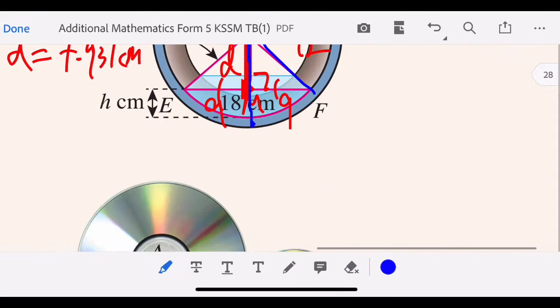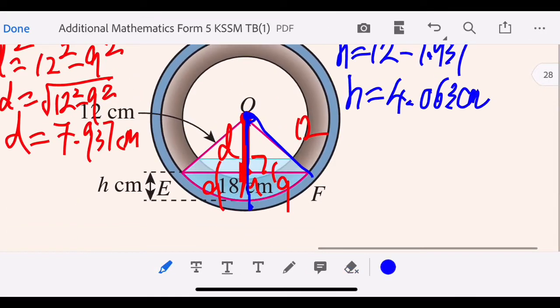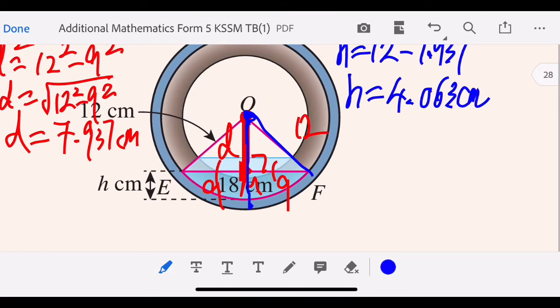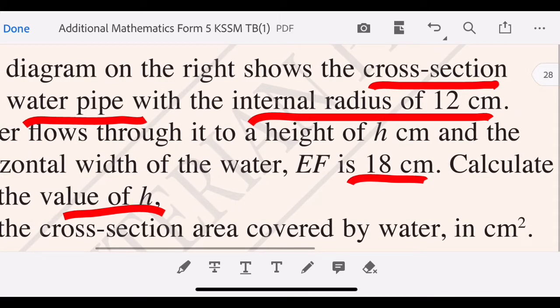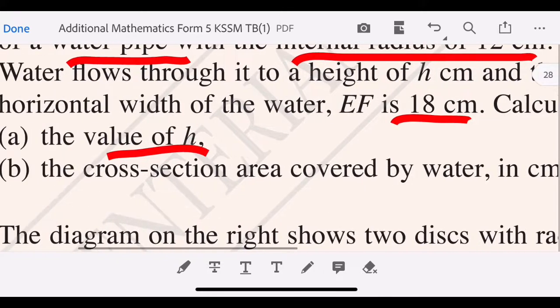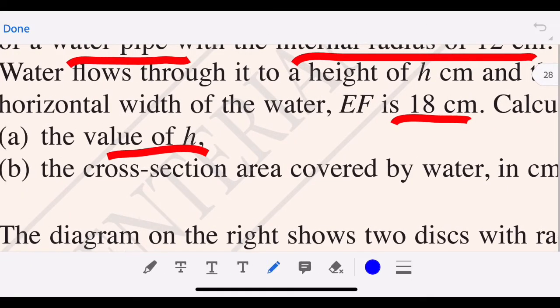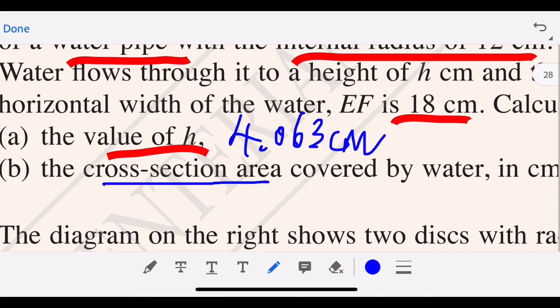Okay, I hope you understand. So I have worked out the H, which is the height of the water. And then what did the question ask? The question asked for the value of H. So the H we have found already. So the H is 4.063 centimeter.